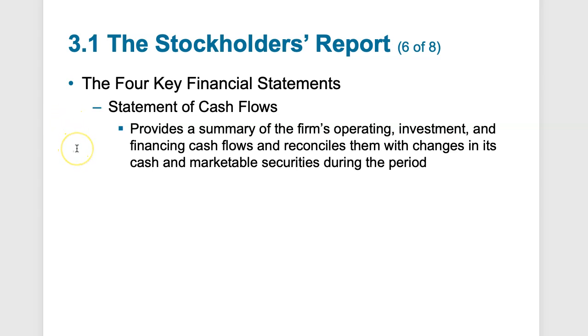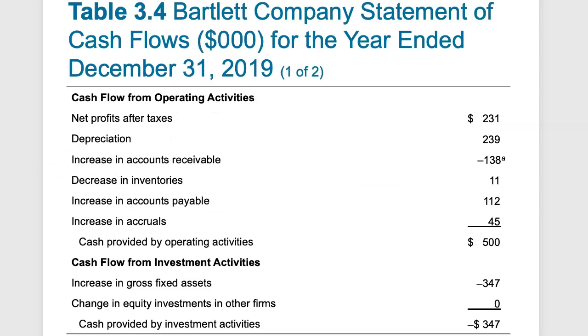So the idea is if you buy new assets, it's going to subtract your cash from your cash flow. If you sell some assets, that's going to increase your cash flow. So we want to look at how the cash flow of the company has been affected over a year or a quarter, depending on what you're looking at.